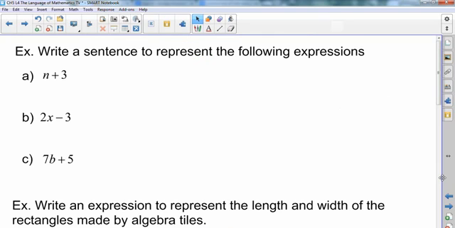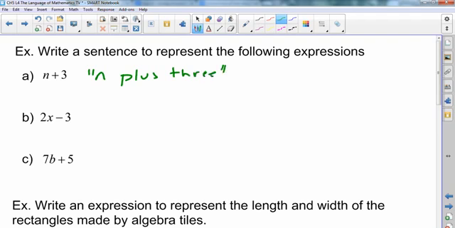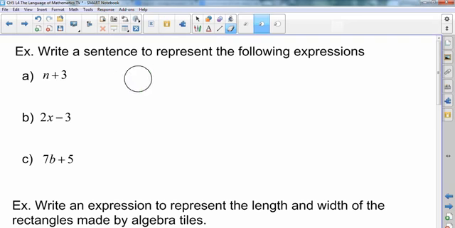Okay, going from an expression into words. This, for some reason, you are very not good at. I blame your elementary teachers, except for Miss Wobbly, but I blame the rest. The first one says we have n plus 3. I don't want you to just write n plus 3. That's what you did when you were in grade 3. We're going to step it up a bit from there.